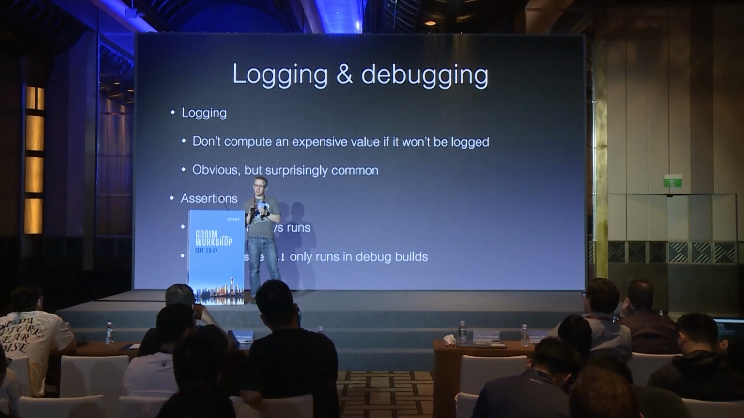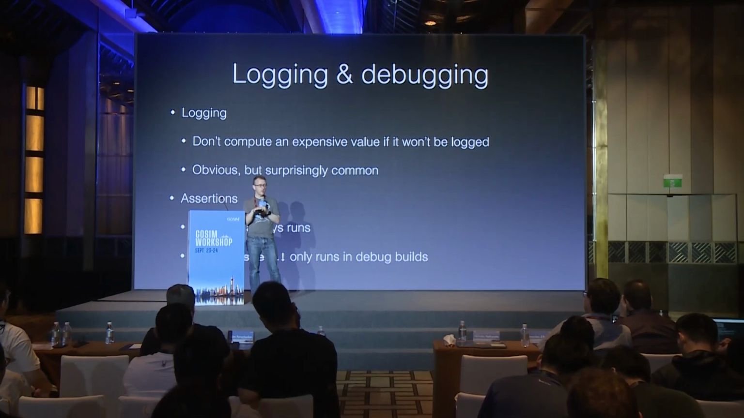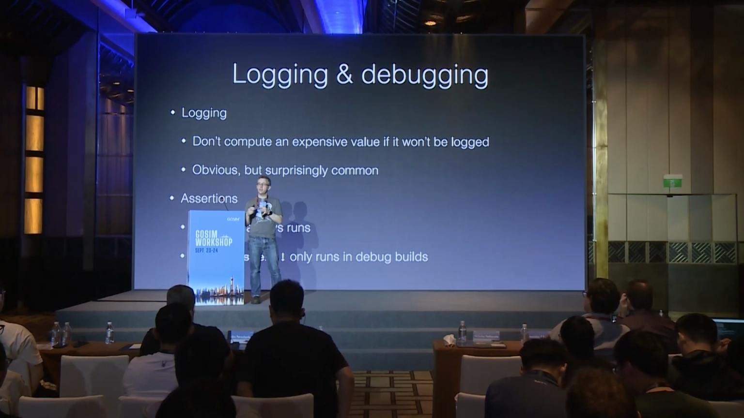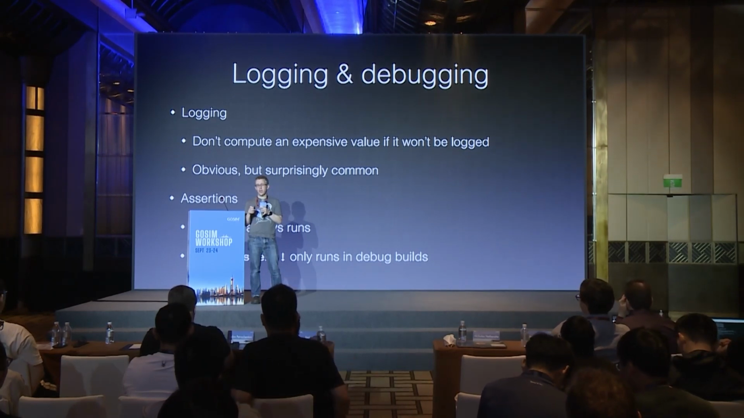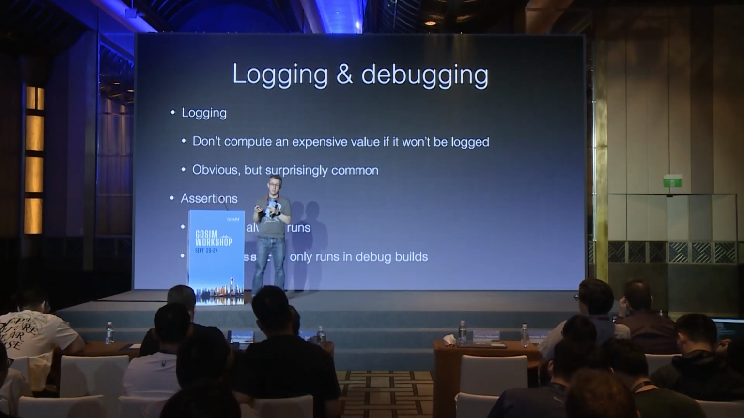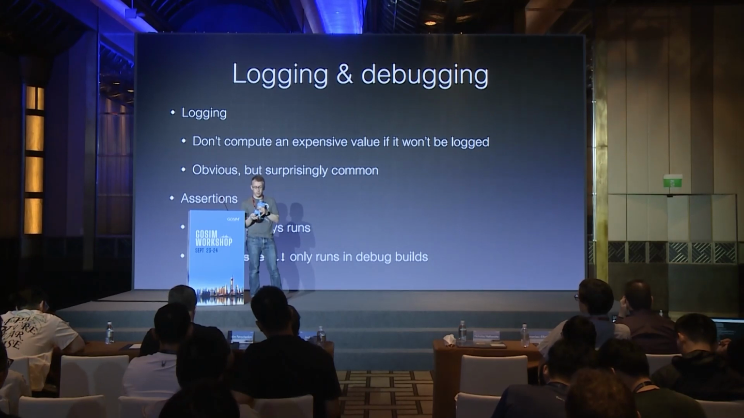Then for assertions, there are two kinds of assertions, and it's worth being aware of the differences. The assert macro always runs. Then there's an alternative called debug_assert, and that only runs in debug builds. So if you have an assertion on a hot path and it's not critical to the safety of your code, then debug_assert might be a good choice.